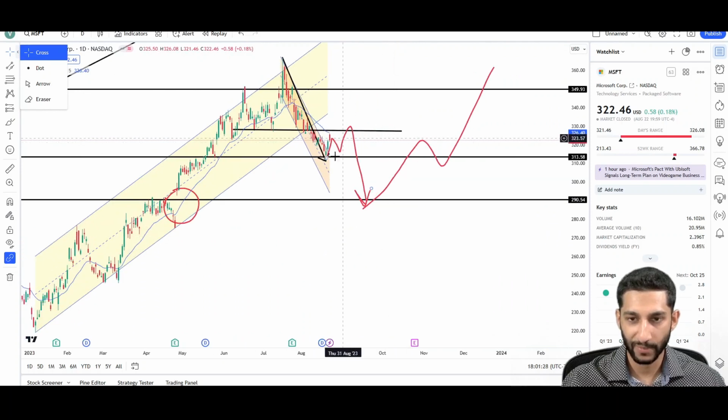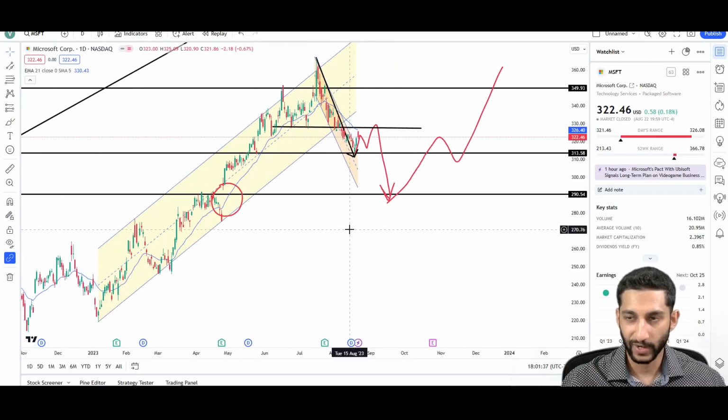It just depends on what type of reaction we get right in the short term. It'll tell me if the downtrend is stronger or the uptrend is stronger. It'll tell me which one has a stronger influence on the price action. But this is what I'm expecting for Microsoft.